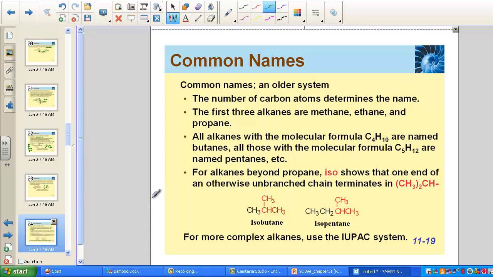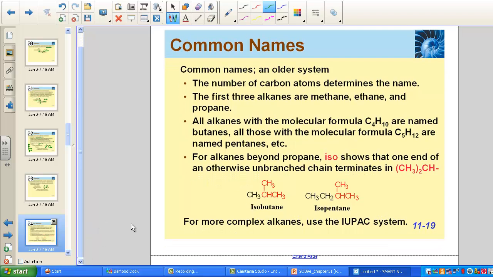We made mention earlier that some of these have common names from an older system. The number of carbon atoms determines the name, and the first three alkanes are methane, ethane, and propane. Then we have butane, pentane. Sometimes we start seeing some of these common prefixes, not really IUPAC, but it's worth noting because you're going to see them and encounter them in common organic books. Let's just take a word, iso, for instance, is a common thing. Not an IUPAC name, but just a common name.